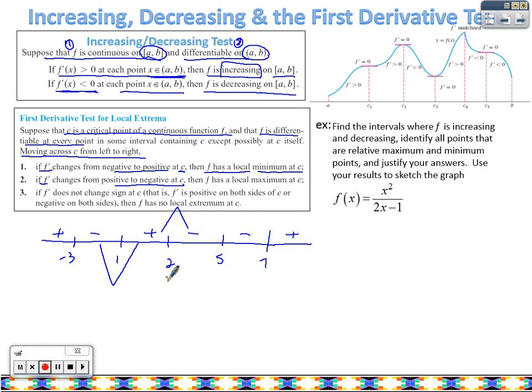If we have a place where the derivative does not change signs at the critical number, like here, we went from negative to negative. That means there is no local extremum there. That would be an instance like this. See, we went from positive to positive. That is a critical number, but there are no local extrema there. Okay? So that's what the first derivative test tells us.